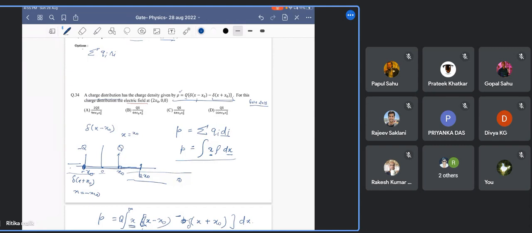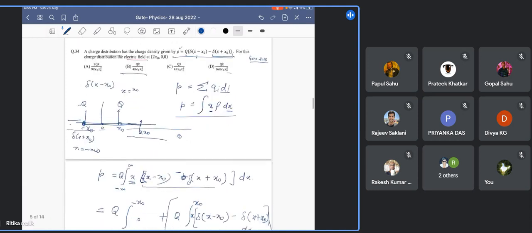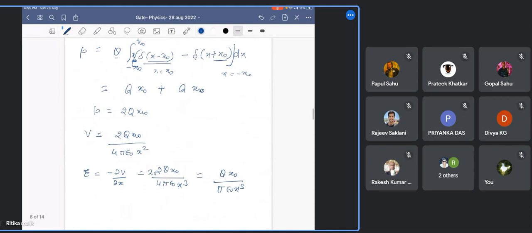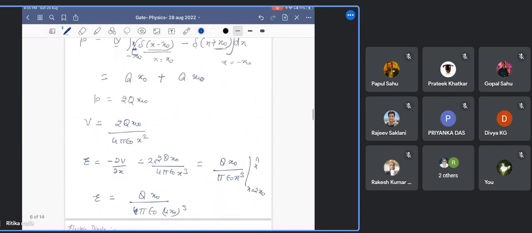If I look at the options, the one that is given with x cube is just one, and all others are x square. So in the question you can see the power of x. And we have to calculate it at a distance of x equals 2x naught. So the electric field is q x naught in the x direction by epsilon naught into 2x naught cube, so it will be 8.